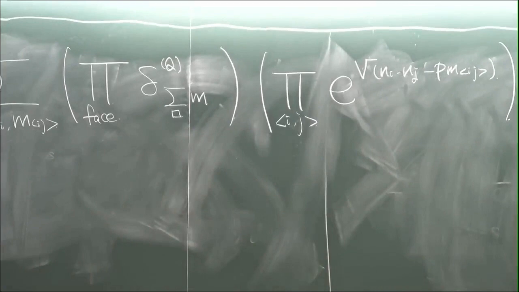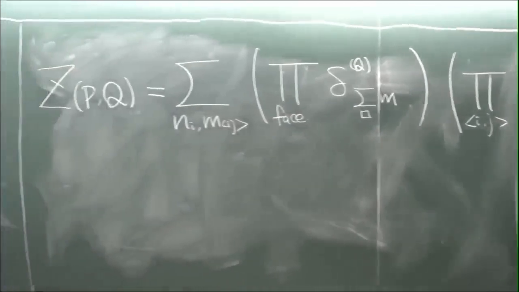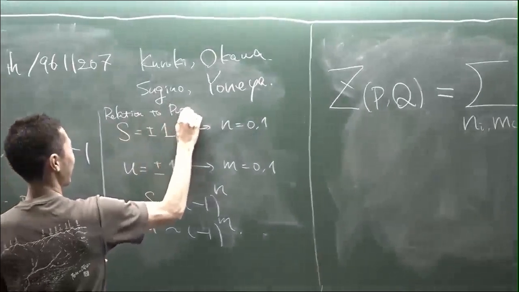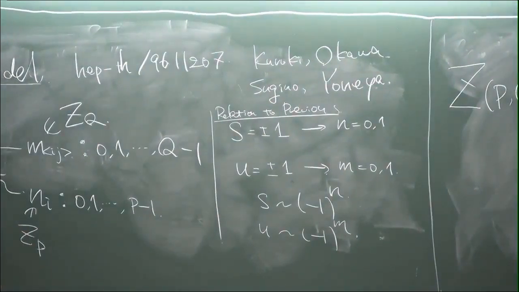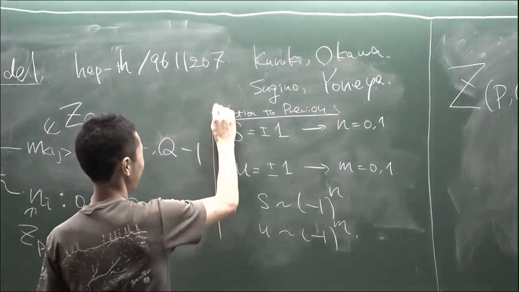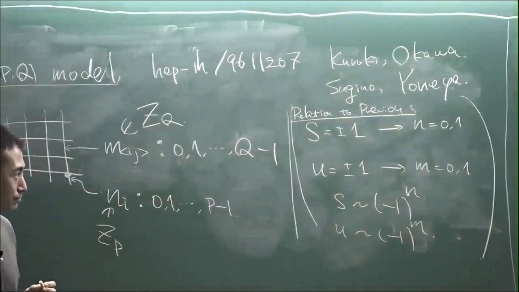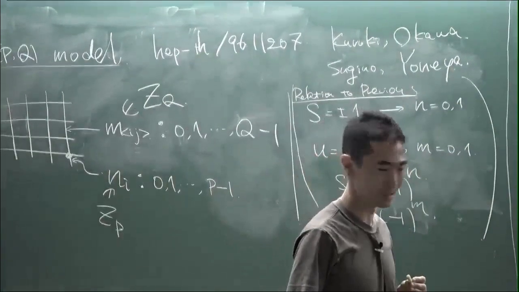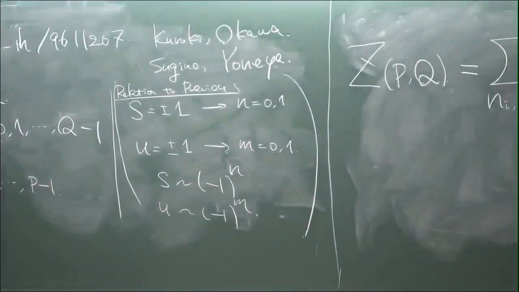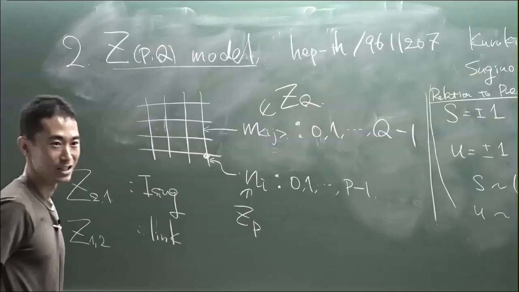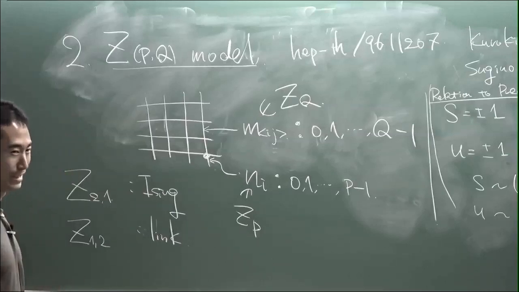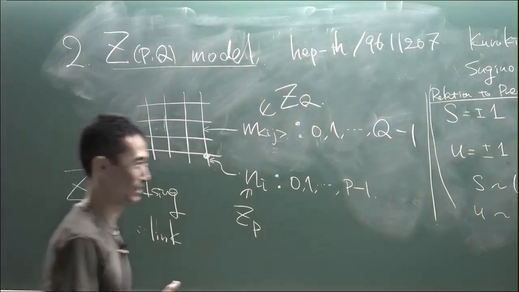What were the S and U's? This is just a relation to the previous one, because previously I was using +1 and -1, but now it's a special case of this. The special case of p equals 2 and q equals 2 corresponds to the ZPQ model. In my notation, 2,1 is the Ising model, and 1,2 is the link model. From this, you can already guess what the duality is. Actually, the duality exchanges P and Q.